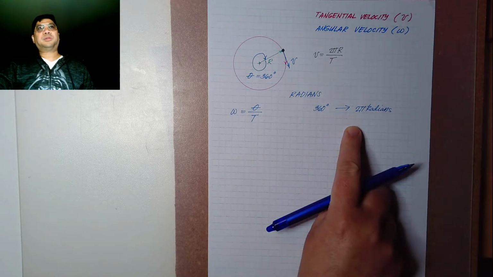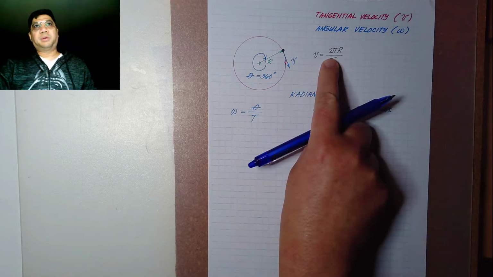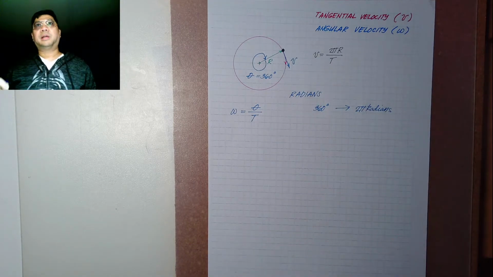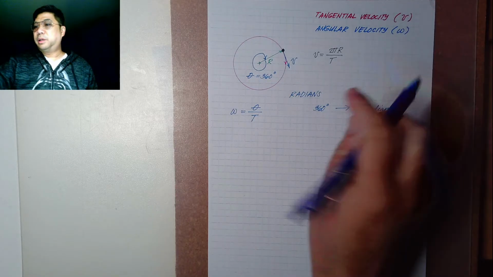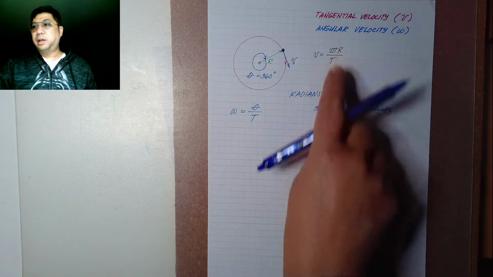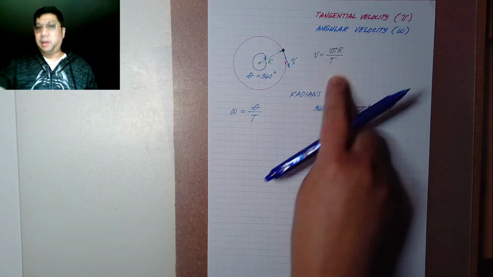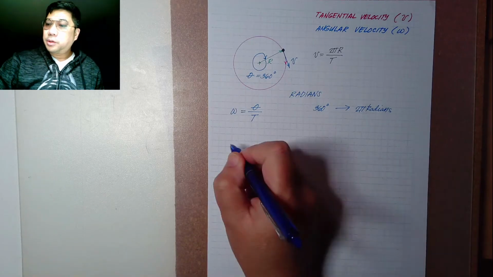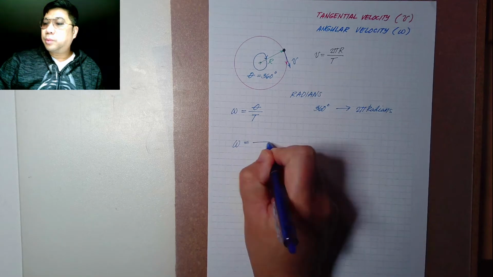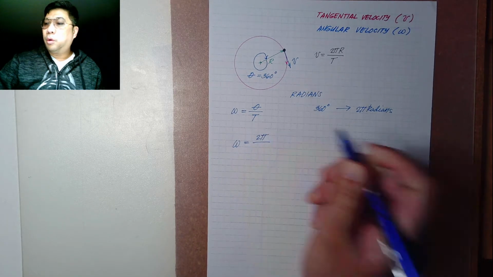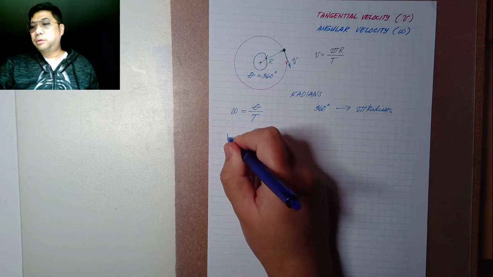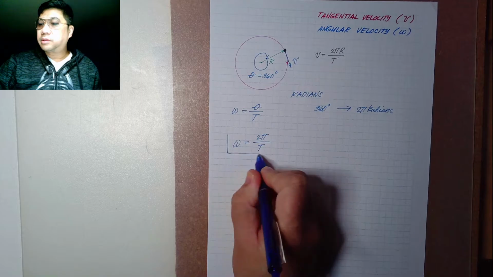If you go back to your original equation, 2 pi r over t from our tangential velocity, all we need to do is remove the radius, and that is 2 pi divided by t, or period. So here's the equation that we can use, 2 pi over t. This is the equation to use, which is our angular velocity.